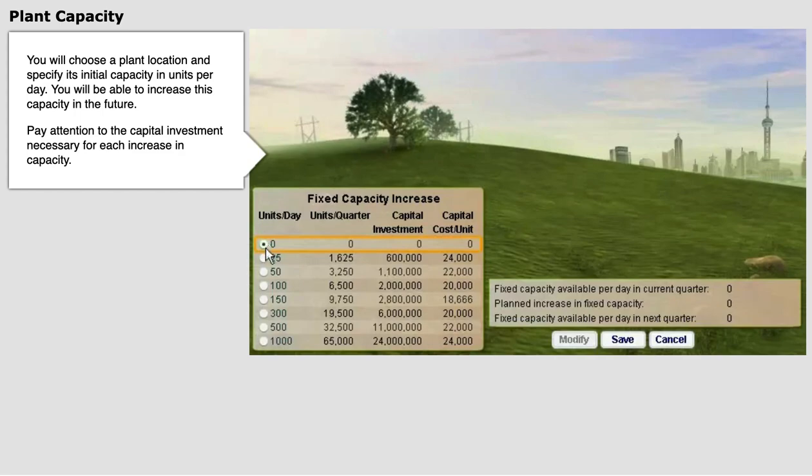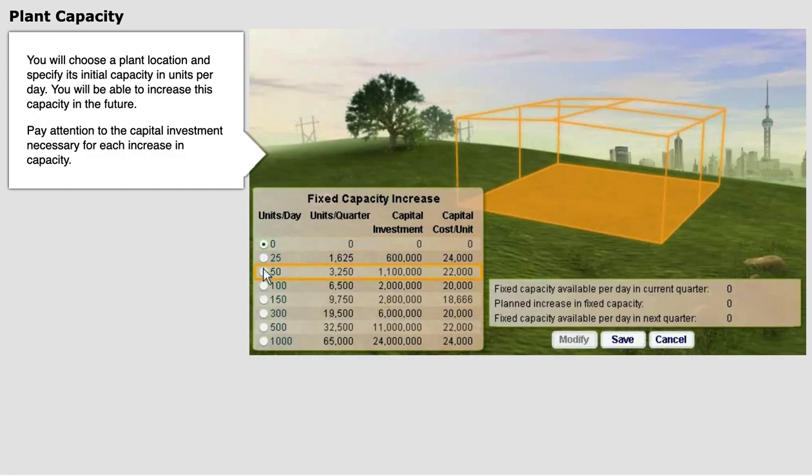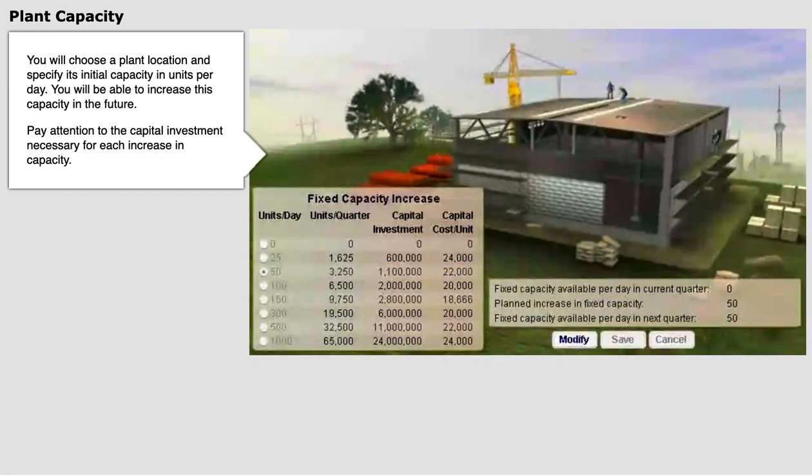You will choose a plant location and specify its initial capacity in units per day. You will be able to increase this capacity in the future. Pay attention to the capital investment necessary for each increase in capacity.